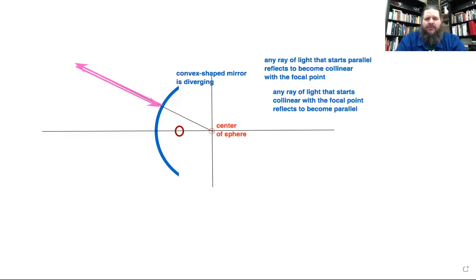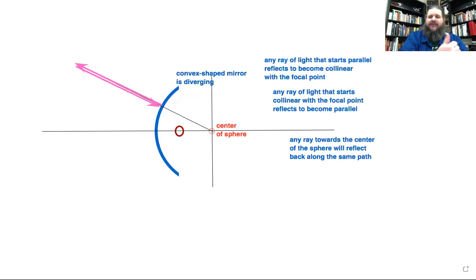Any ray towards the center of the sphere is going to reflect back along the same path. No bending at all. No difference in path. It just bounces off exactly the opposite direction. So these are what we often call the three principal rays. If you're talking about a certain location where light is coming from, drawing out these three rays is going to make things a lot easier.